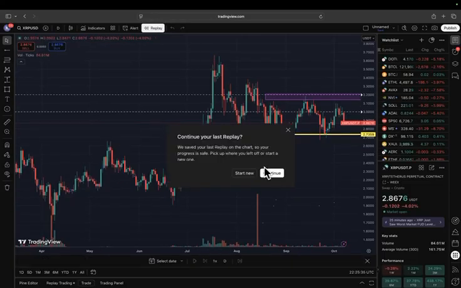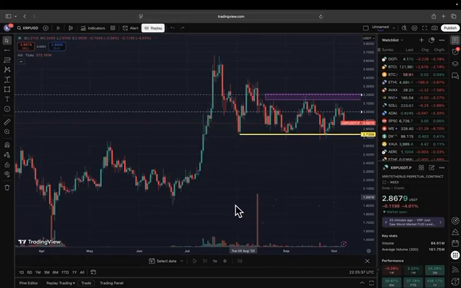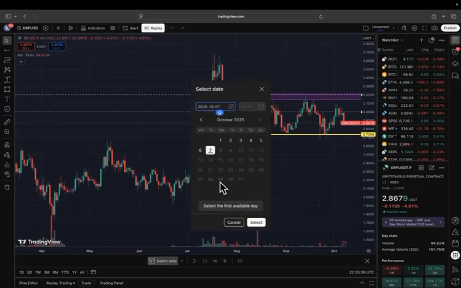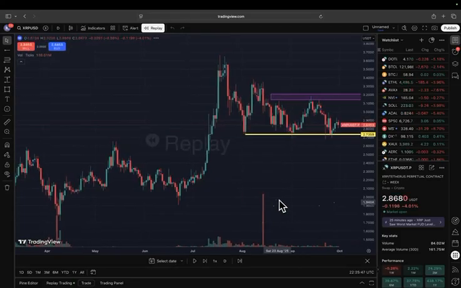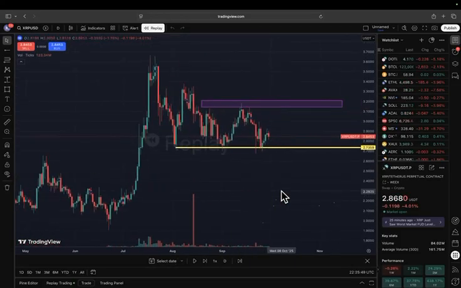Let's actually start a new one. Let's put a little bit of data. Let's go to the first. Most of the time you use this if you want to practice. If you want to practice, yes, this was 30 September. If you want to practice what you think is going to happen in the near future, you just use replay and then play it back and see what price will do, right?